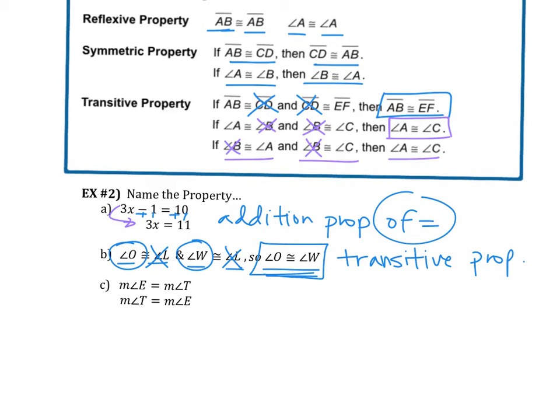Third one, the measure of angle E equals the measure of angle T, and the measure of angle T equals the measure of angle E. What's that one? Gracie, you want to try that one, since you didn't get to try the last one? No? Who's got it? Yeah, Daniel. Symmetric. That's symmetric, right? So if you're just flipping it around, that is the symmetric property. Technically, this is the symmetric property of equality, and this transitive was of congruence. But again, not picky on that. Any questions on that?